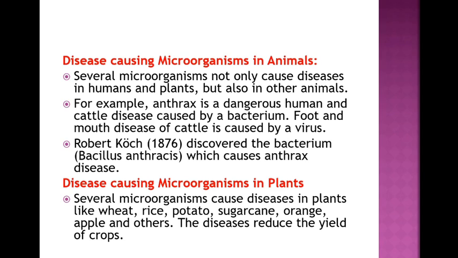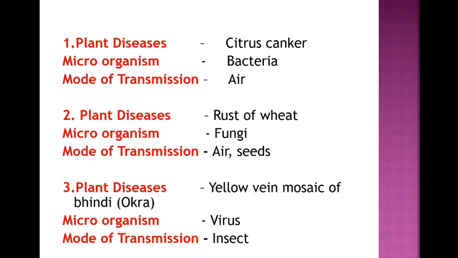Several microorganisms cause diseases in plants like wheat, rice, potato, sugarcane, orange, apple, and other plants. These are all affected by different types of microorganisms, resulting in reduced yield of crops. So just look at some diseases. First disease, citrus canker. A very important disease, citrus canker is caused by bacteria, and the mode of transmission is air.